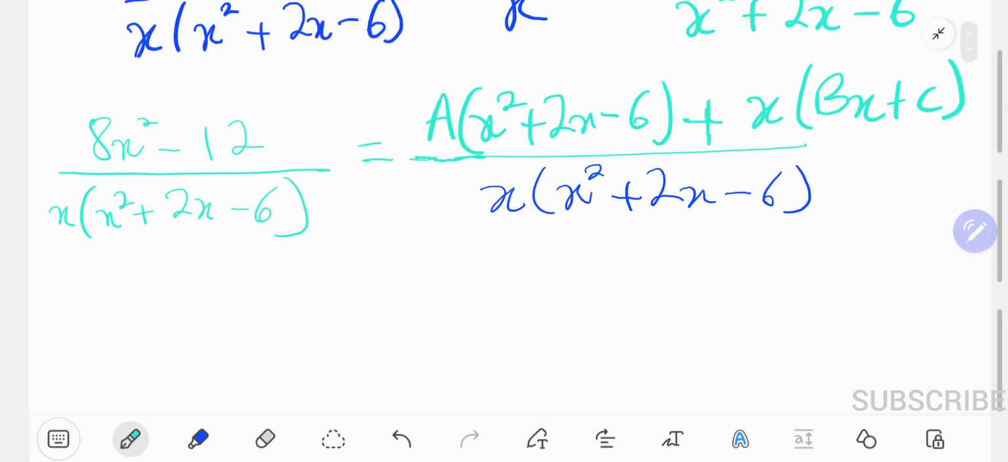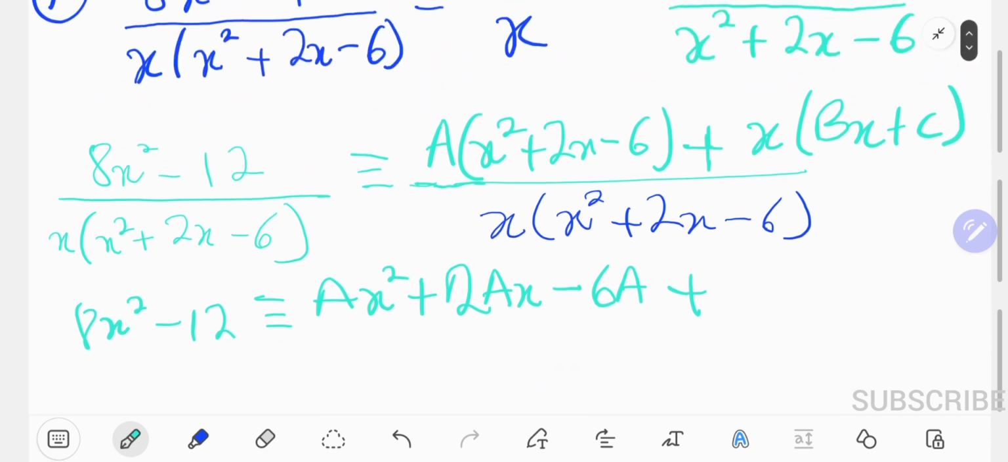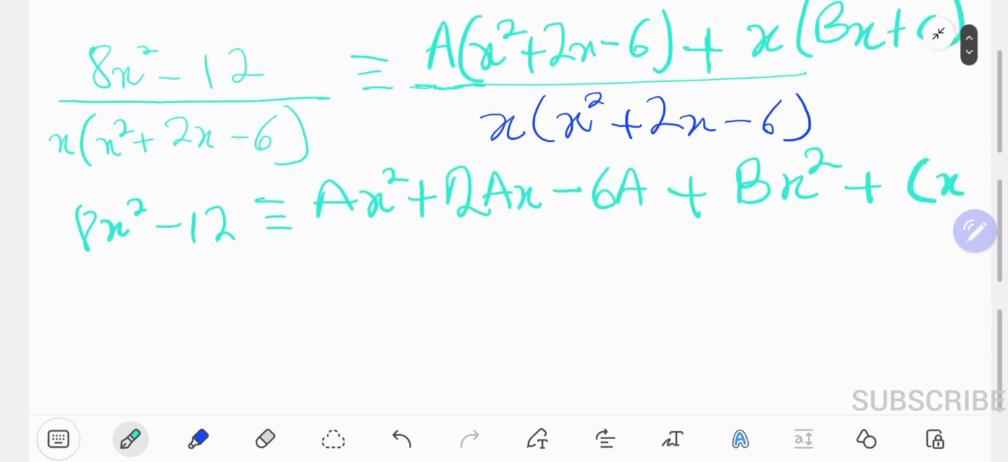Now, since their denominators are the same, we can just go ahead and compare their numerators. So we have 8x squared minus 12 being compared with, I always want to use the simultaneous equation method, right? So let's just expand it to get ax squared plus 2ax minus 6a, then plus, we expand the other term as well to get bx squared plus cx.